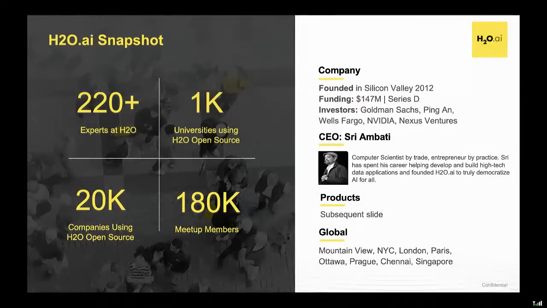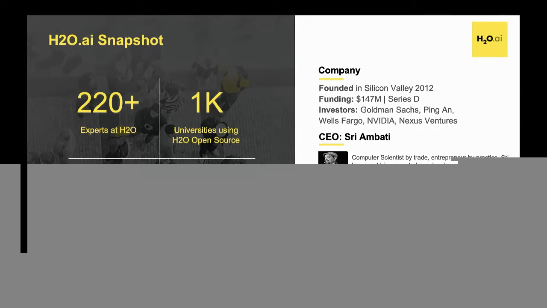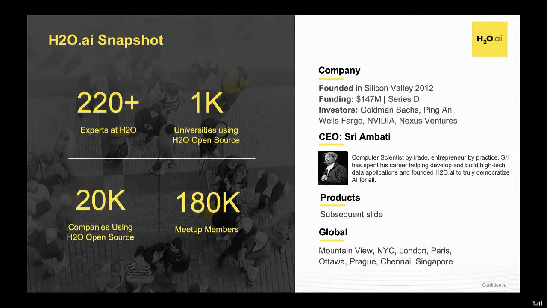So, a quick overview of our company. We're a private company. We've been through 4 rounds of funding. Our CEO is a man named Sri Ambati. He's a very visionary and entrepreneurial computer scientist. He's led multiple companies, and he's been at the helm of H2O.ai since 2012 when we formed. I'll give you a big overview of everything we do at the company, even though today we're going to be focusing on H2O Open Source. We are global, and we are a machine learning focused company, so pretty much everyone is an expert in machine learning.